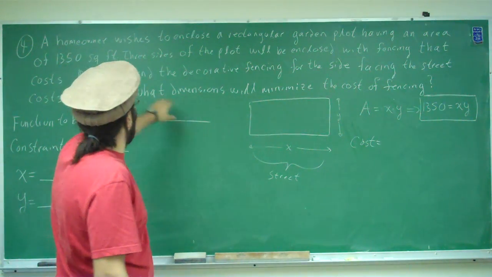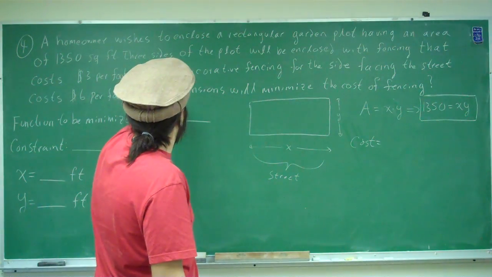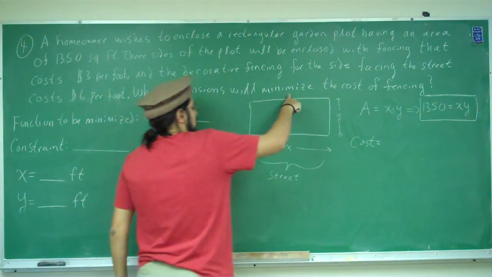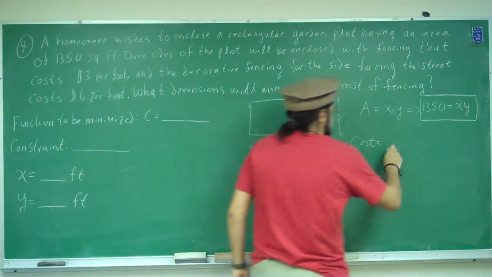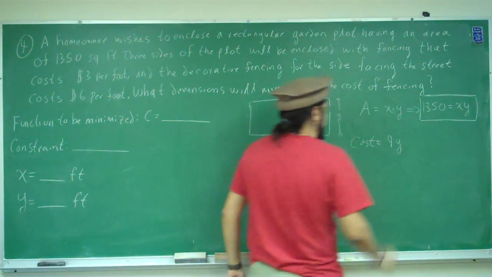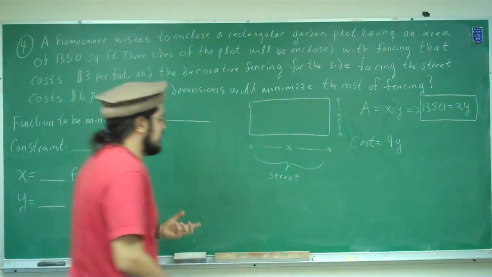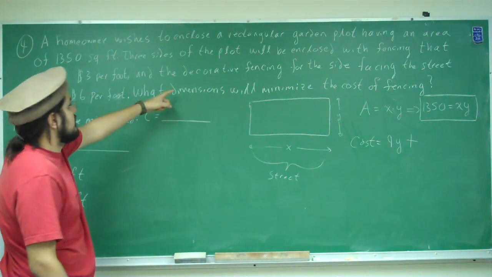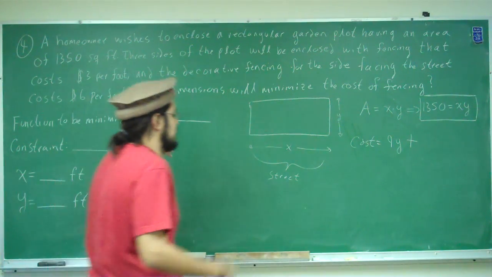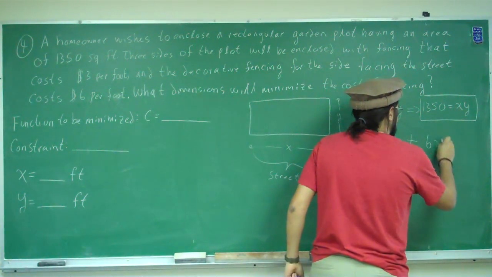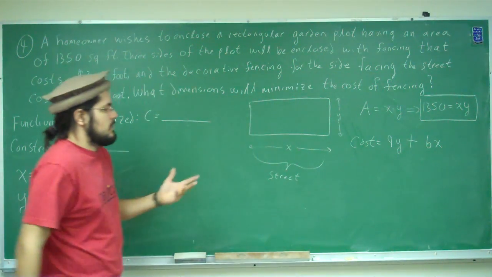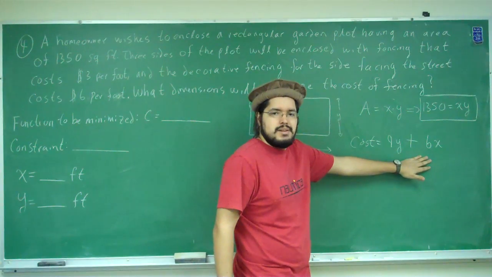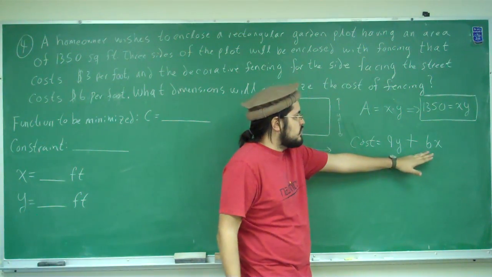So right now the cost is going to be $3 per foot, so that's going to be 3y plus 3y plus 3y. So that's 9y. Plus, how much does this side cost? It costs $6 per foot. So that's a plus 6x. So now that we have that, we have the cost, but now this function is in terms of y and x. Now, it would be nice if we had this function in terms of just one variable.